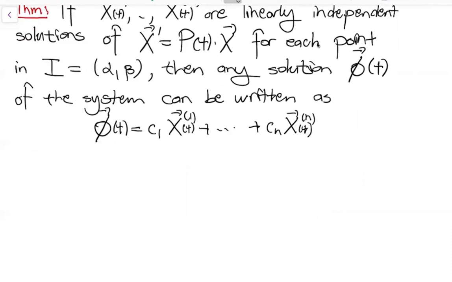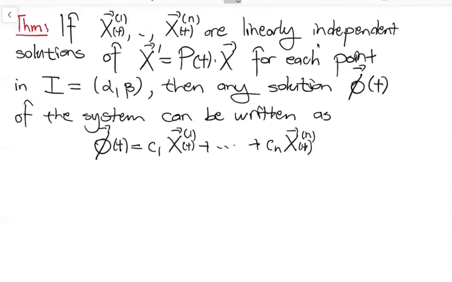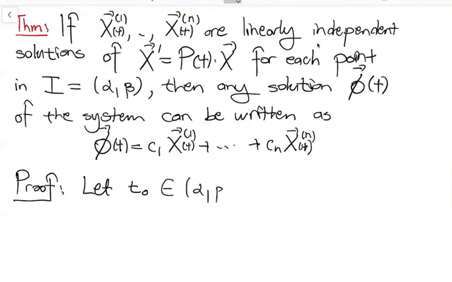So let's prove this, and after this we will say a couple of things. Be careful now here. For each point in the interval, we have linear independence, which means basically the Wronskian of these functions, of the vector of functions, is not 0. Okay. Now, proof. Let's choose any t0. Let t0 be an element of the interval (alpha, beta).